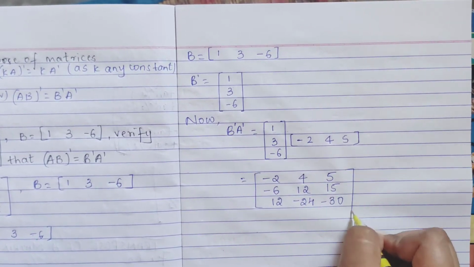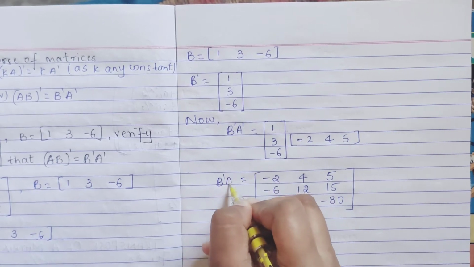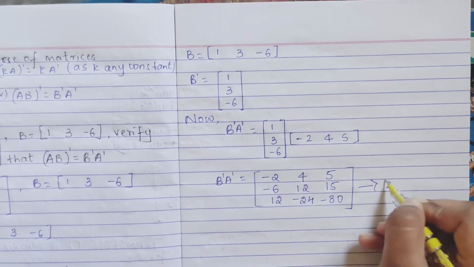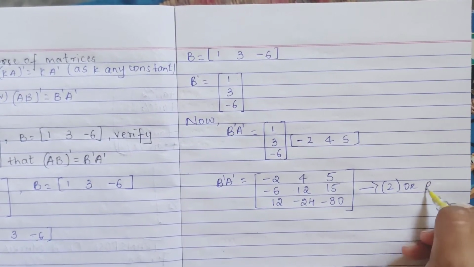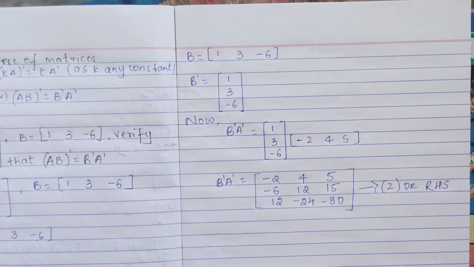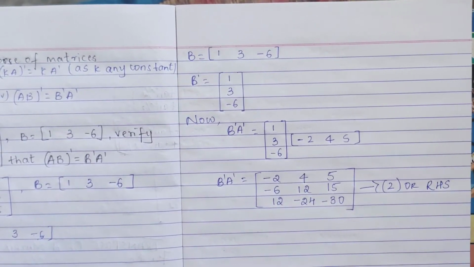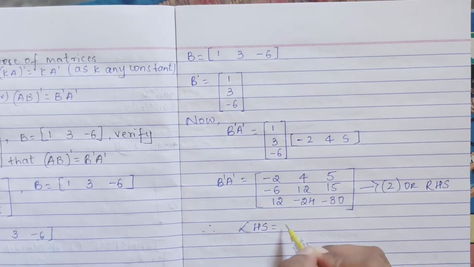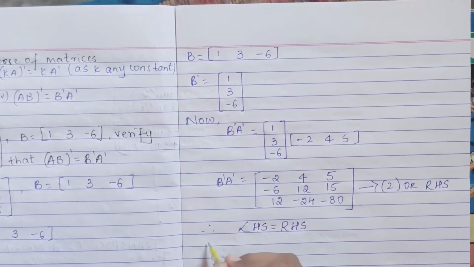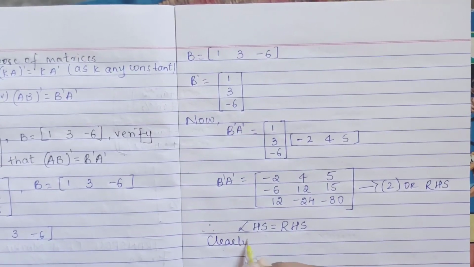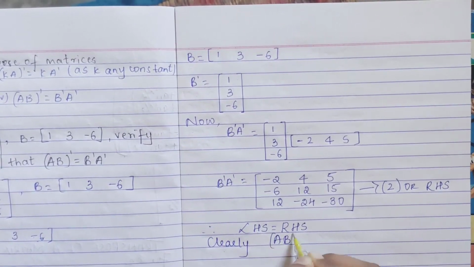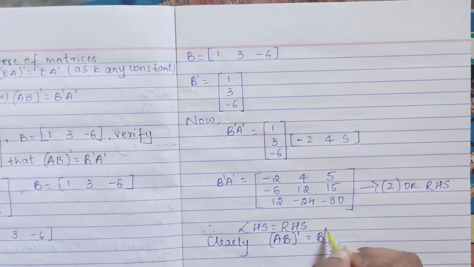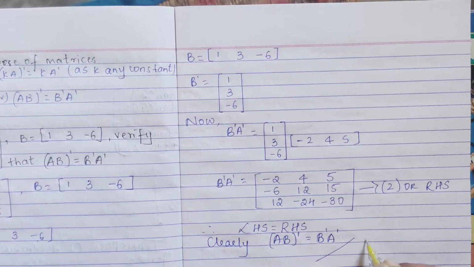And this is your B transpose into A transpose. You can take it as equation 2 or RHS. At the end you can see your LHS and RHS are the same. Therefore, LHS is equal to RHS. Clearly, AB whole transpose is equal to B transpose into A transpose.